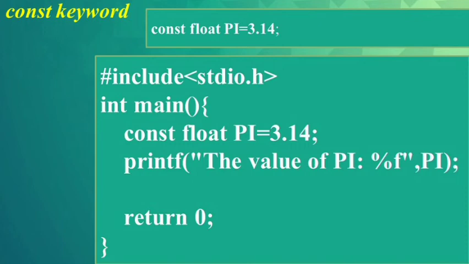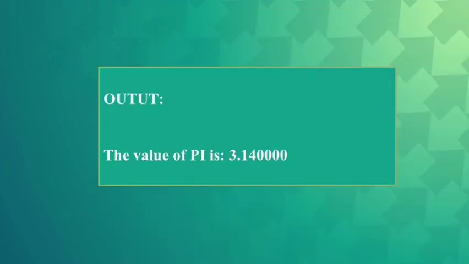Example program. The pi value 3.14 is declared in this program as a floating point constant. So this value for pi cannot be changed till the end of the execution of the program. Next, see the output. The value of pi is 3.1400. So this value cannot be changed. If you try to change the value of pi, it will produce a compile time error.